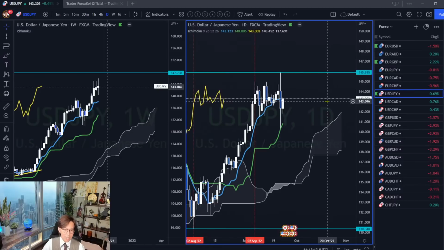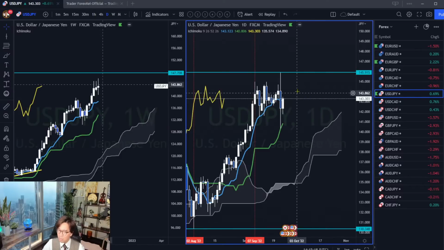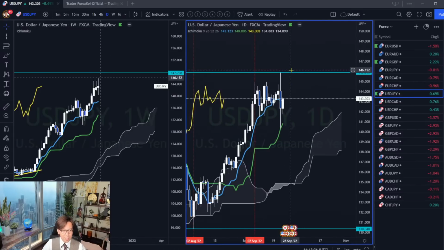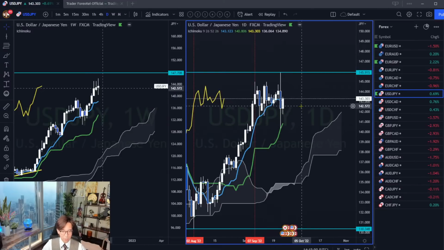Okay, but since BOJ has intervened, the uptrend may not really be so strong. So that means this week USD Jpy may continuously range, but we will see. If the market breaks 145.91, then I start to look for the buying edge again, but BOJ might again intervene because Japan doesn't want the yen to be weaker anymore. So if that's the case, we may see some similar candlestick within the day.